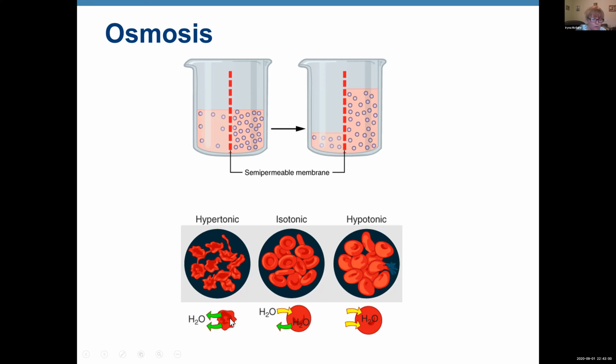Or if your blood cells are in hypotonic solution, that's too much water outside, then water will move in. Sorry, the shrinking is crenation. Then it will be lysis over here, right? Water moves in and the cell bursts, that's called lysis. So crenation, lysis, normal cell.